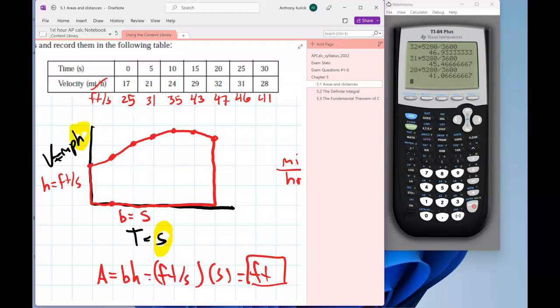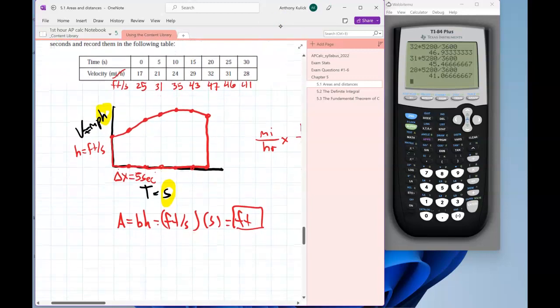So I know that each of these bases down here, the delta x is 5 seconds. How can I tell that? It's a 5-second change in time. Yeah, I'm just looking at the table, and the change in time is constant throughout the entire sample. That's great. So all I'm going to do then is calculate my area.